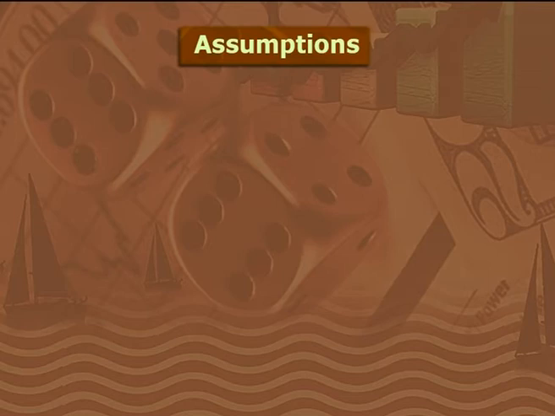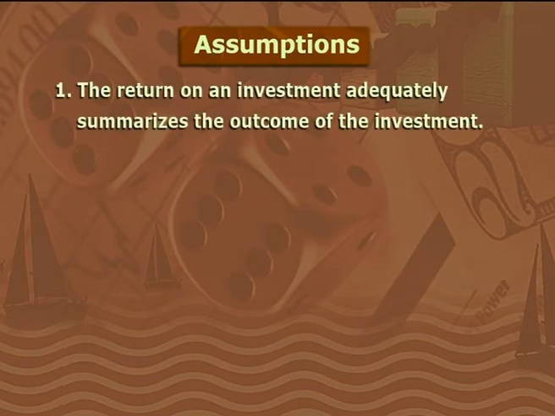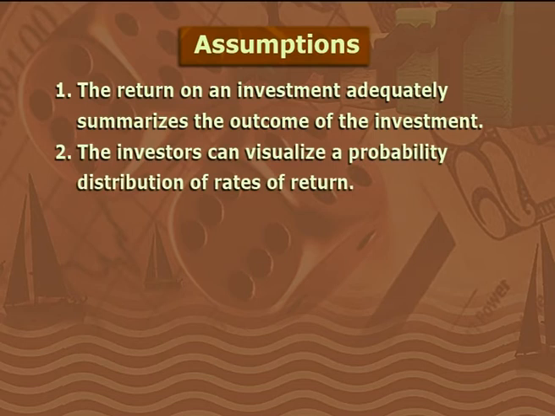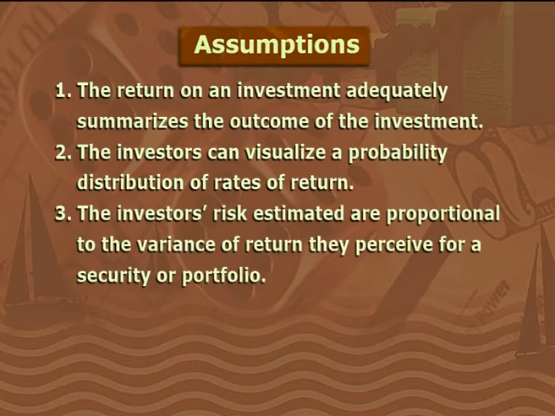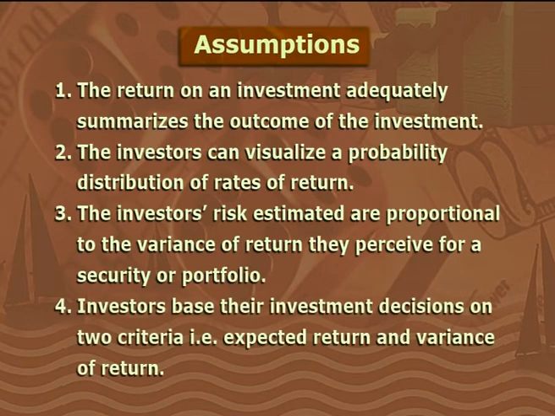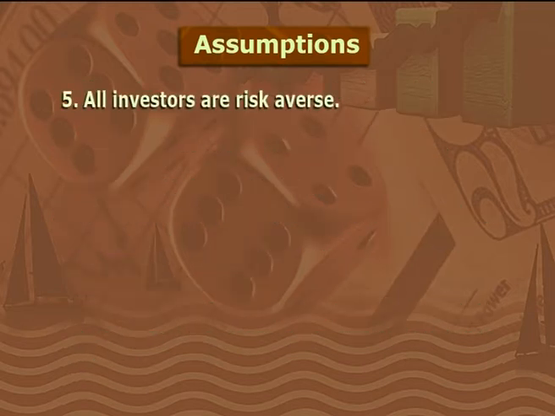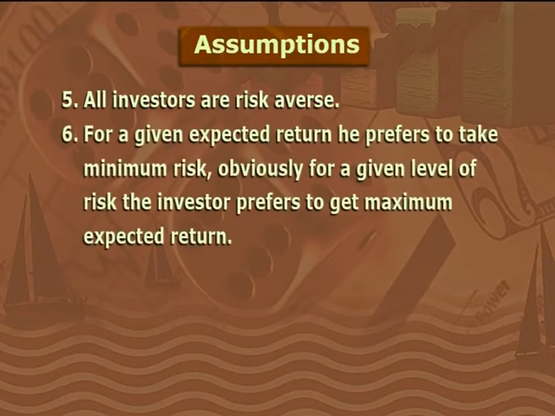The basic assumptions are: Number 1, the return on an investment adequately summarizes the outcome of the investment. Number 2, the investors can visualize a probability distribution of rates of return. Number 3, the investors' risk estimates are proportional to the variance of return they perceive for a security or a portfolio. Number 4, investors base their investment decisions on two criteria, that is, expected return and variance of return. Number 5, all investors are risk averse. Number 6, for a given expected return, he prefers to take minimum risk. Obviously, for a given level of risk, the investor prefers to get maximum expected return.